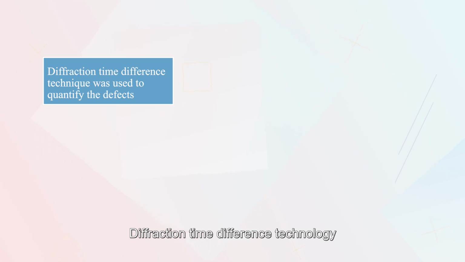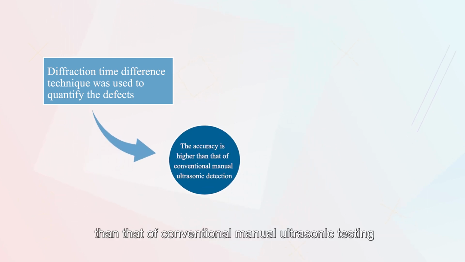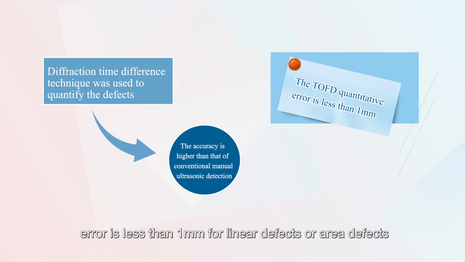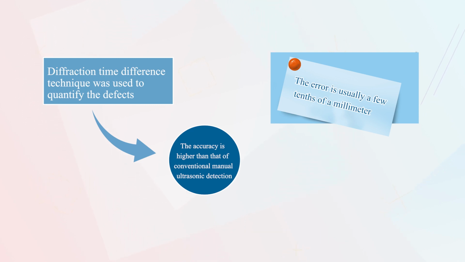Diffraction time difference technology is used to quantify defects, and the accuracy is much higher than that of conventional manual ultrasonic testing. It is generally believed that the TOFD quantification error is less than 1 mm for linear defects or area defects. The height measurement error of cracks and unfused defects is usually only a few tenths of a millimeter.